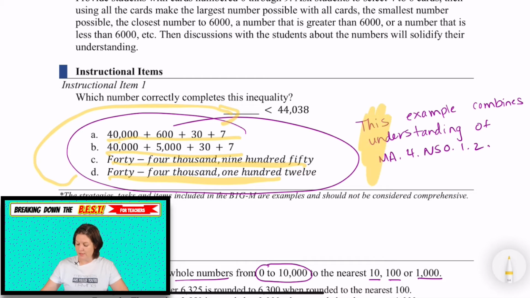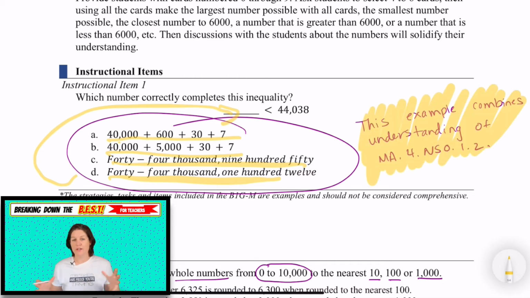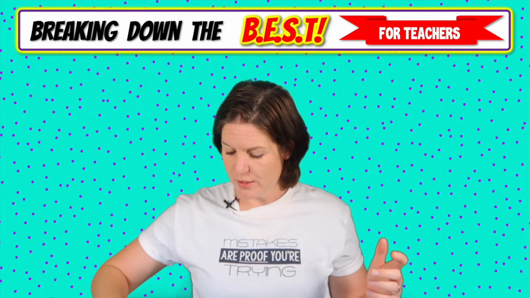So this is a great example of how you're combining understanding of MA.4.NSO.1.2 into a standard like this. So the knowledge never goes away. There's always an opportunity to combine standards together. Okay? All right, so now we've gone over that.